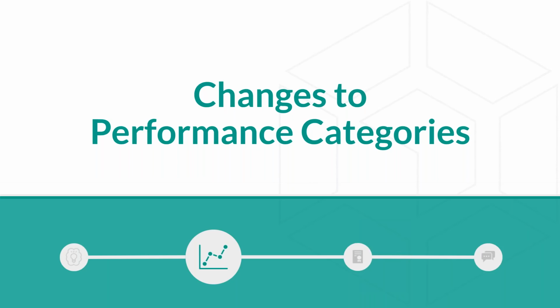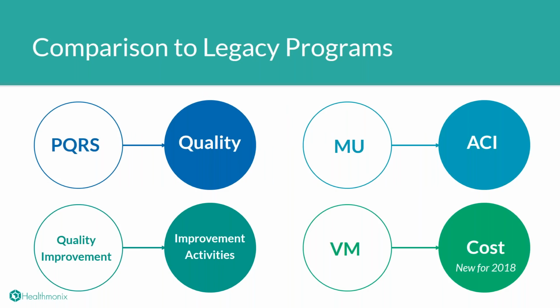So here we're going to highlight each of those legacy programs and what they now are as part of MIPS. We have PQRS, which has become quality; meaningful use, which is now advancing care information; quality improvement, which wasn't a defined program in the past but is now recognized as improvement activities; and the value-based modifier, which is now cost. As we mentioned before, our previous understanding from the proposed rule of 2018 was that cost was not going to be a part of MIPS reporting until 2019. Now with the release of the final rule, we understand that's going to be a part of 2018 scoring and will be something you need to consider as you approach MIPS for next year.